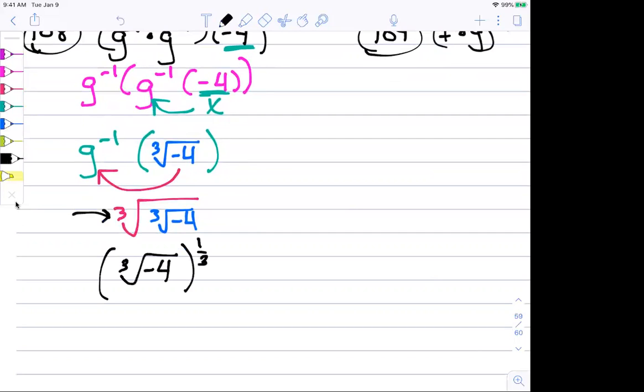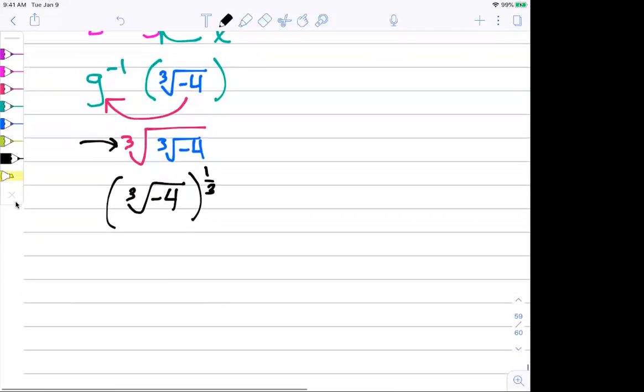And then, Peter, what else could you do? I kind of just entered it in my calculator. Yep. And then you could enter it in your calculator as well. I could continue to change it though if I wanted to keep it exact. I could continue to change it.